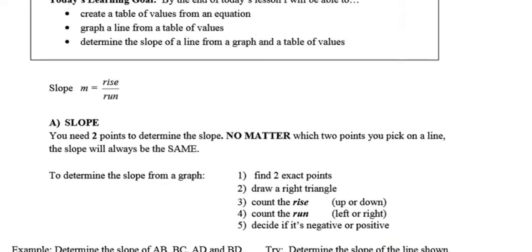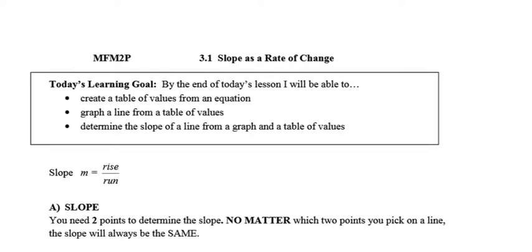All right, so let's get started. Slope is a rate of change. So today's learning goals, we've got 3 of them. We're going to create a table of values from an equation. Been there, done that, right guys? You've done that before. You're going to graph a line from a table of values, easy. And you're going to determine the slope of a line from a graph. And you're going to determine the rate of change from a table of values. Not so difficult either, okay? And those are concepts that you have seen before.